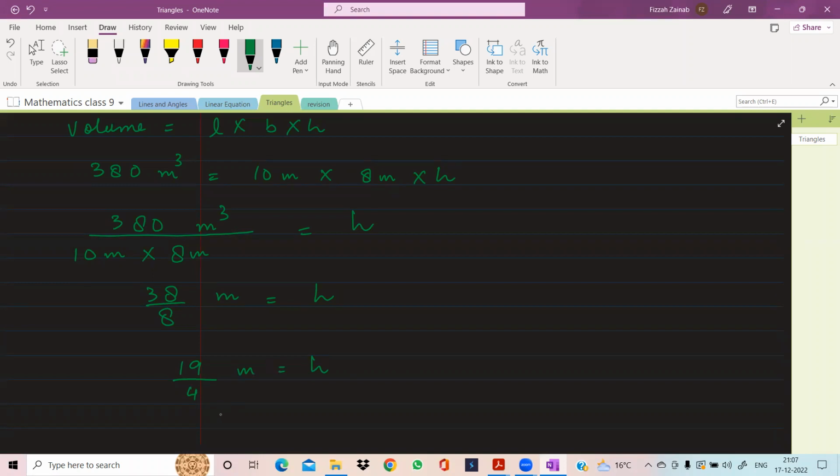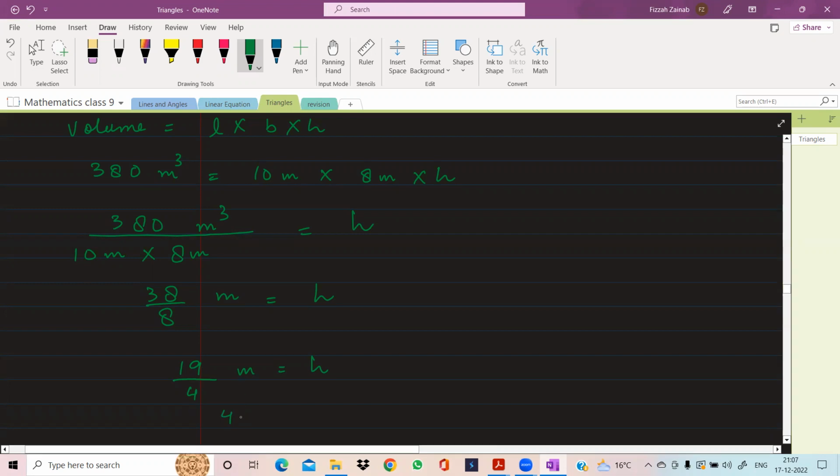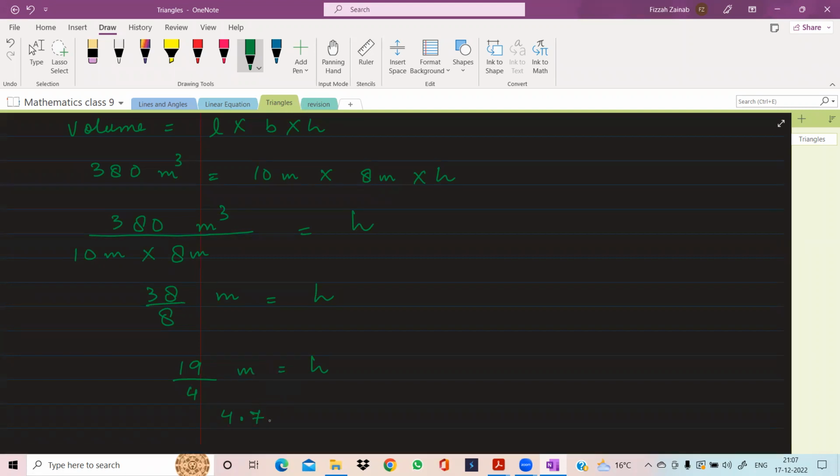So 4 into 4 is 16. Then you have 3. So 30. 4 into 7 is 28. Then 20. 4.75 meter. See, if you can't do like this, you can do like this. So 4 into 4 is 16. Then 3. Make it 30. 4 into 7 is 28.